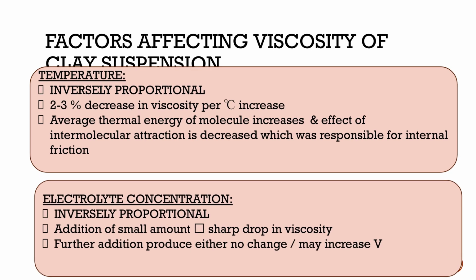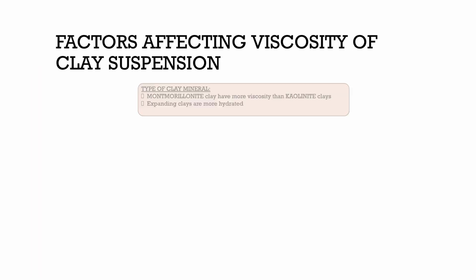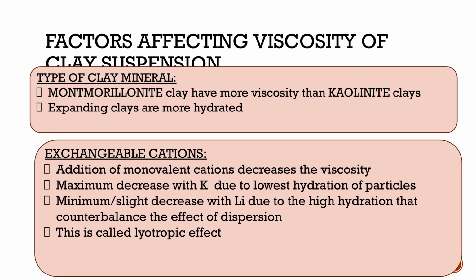Factors affecting the viscosity of clay suspension include temperature and electrolyte concentration, both of which are inversely proportional to viscosity. The type of clay mineral affects viscosity, with montmorillonite having higher viscosity than kaolinite. Exchangeable cations also influence viscosity, an effect known as the lyotropic effect.